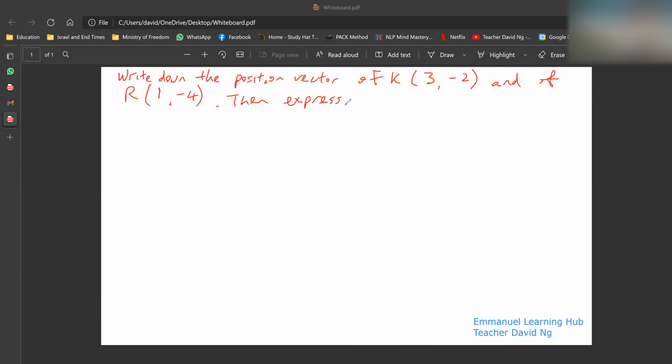Okay, let's say a question, right. They ask you to write down the position vector of K. The coordinates of K is (3, -2). And of R, the coordinates of R is (1, -4). Then express KR as a column vector.